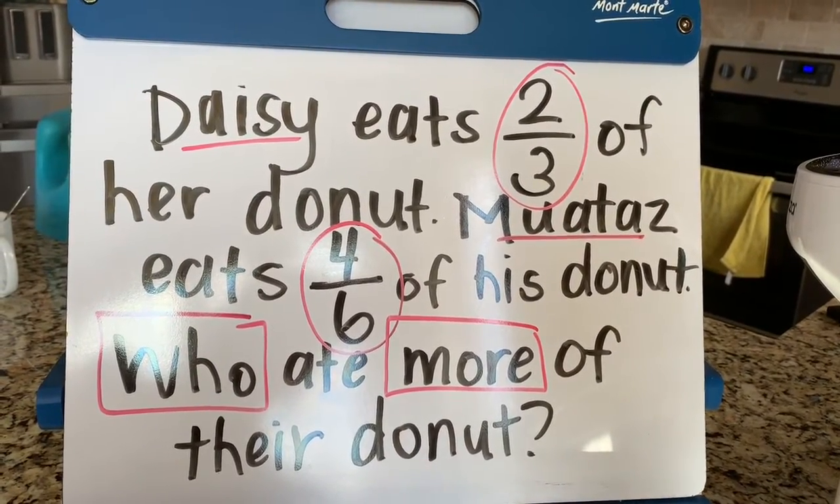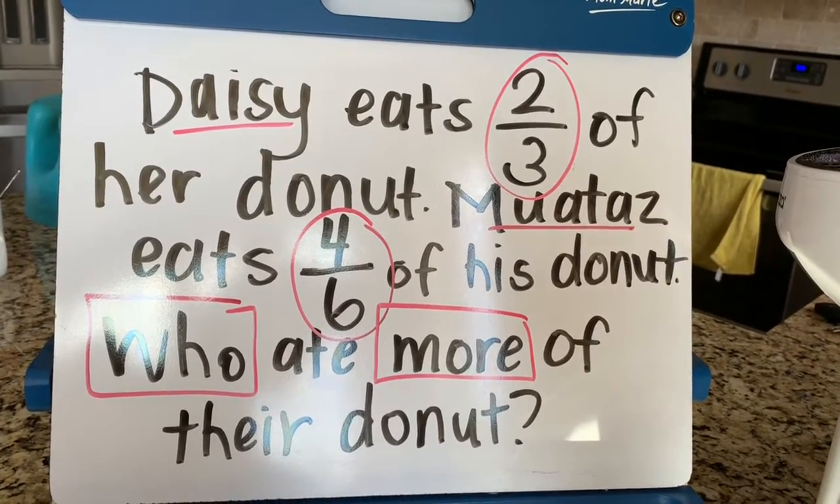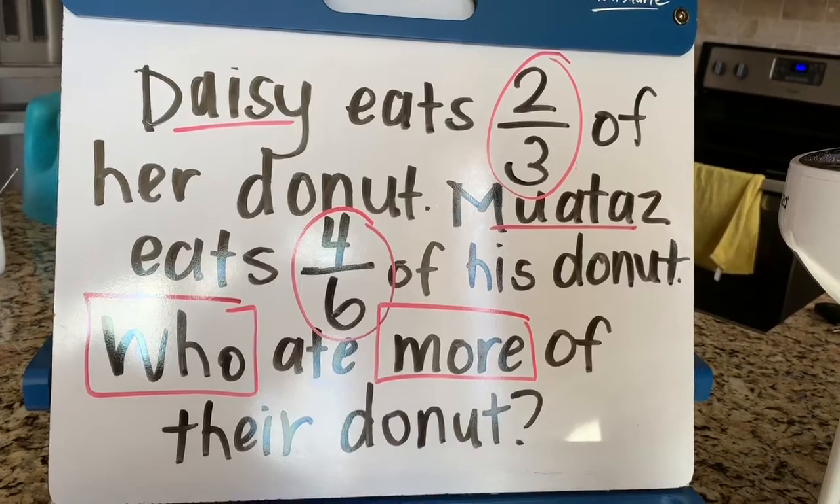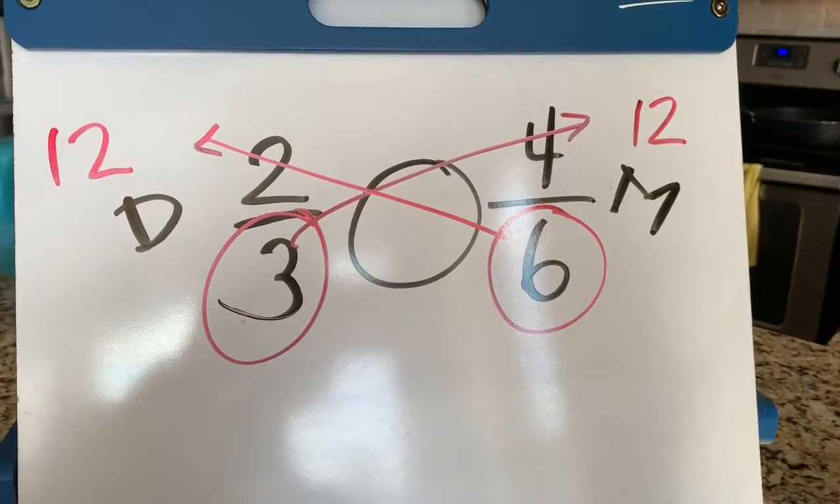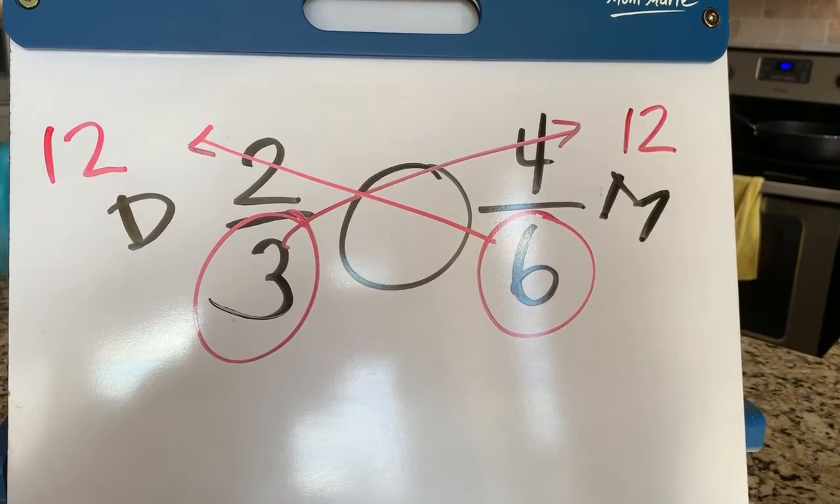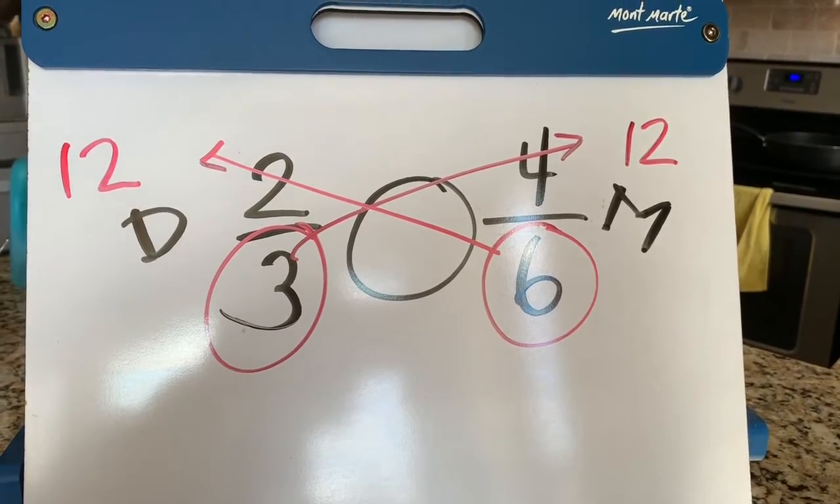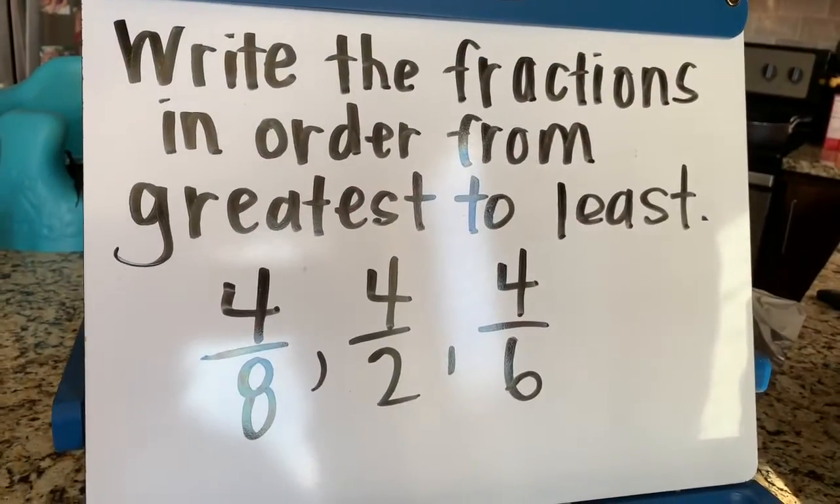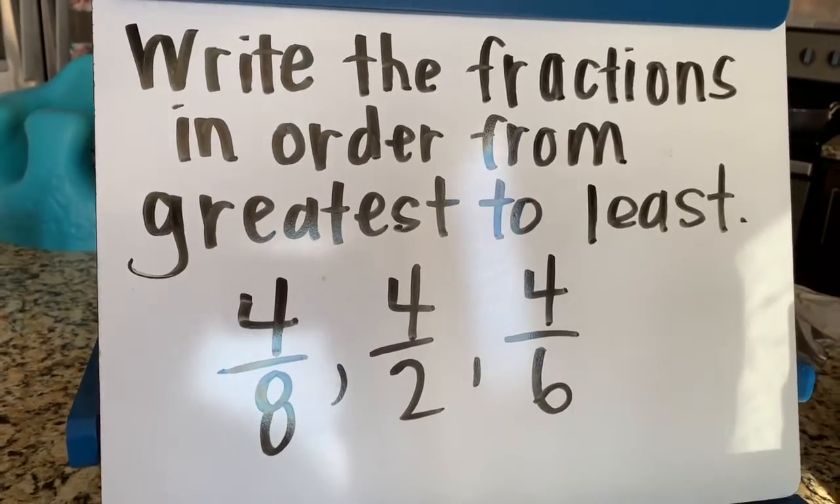Pulled out the fractions. I figured out which fraction belongs with which person. And I boxed the keywords. Who, because it's asking for a name, not a fraction. And more. Using crisscross multiplication, I found out that Daisy and Muataz have eaten the same amount. These fractions are equivalent. We are now going to be practicing writing the fractions in order from greatest to least.